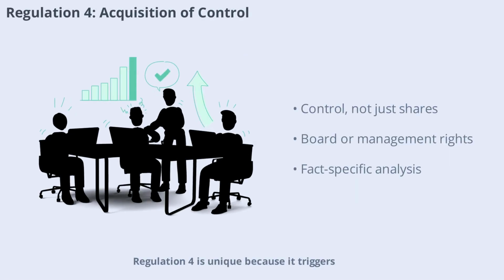Regulation 4 is unique because it triggers an open offer not based on shareholding percentage, but on the acquisition of control itself. If an acquirer gains the right to appoint a majority of the board or influence management decisions, through agreements or other means, they must make an open offer even if their shareholding is minimal.